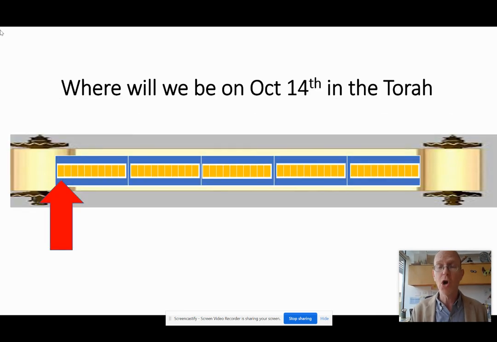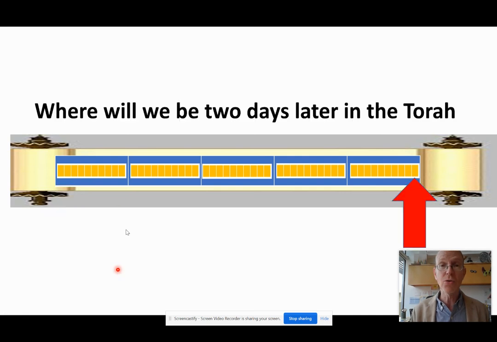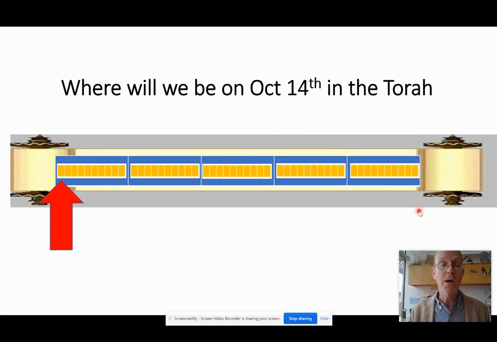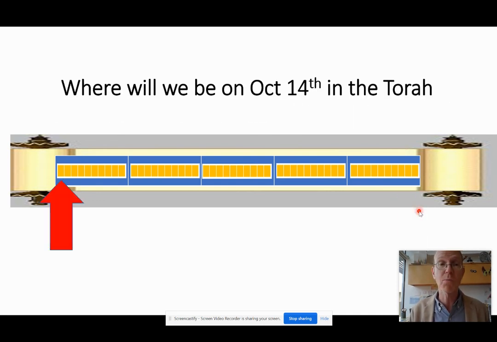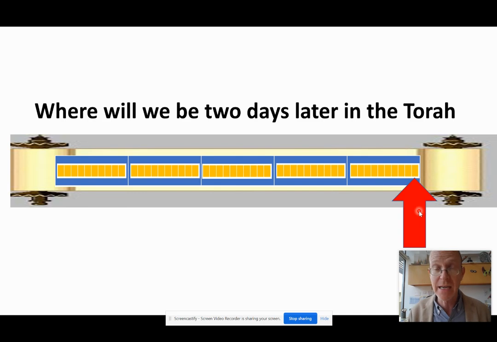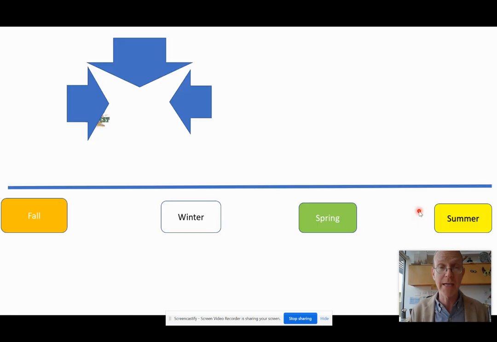So on October 14th, where will we be in the Torah? So we're basically right at the end of the reading of the Torah at this point. And 2 days later, we're actually back at the beginning of the Torah. So we end the Torah and begin the Torah very, very quickly. And there's a great celebration which marks the ending and the beginning of the Torah, where we roll the Torah all the way back to the beginning again.